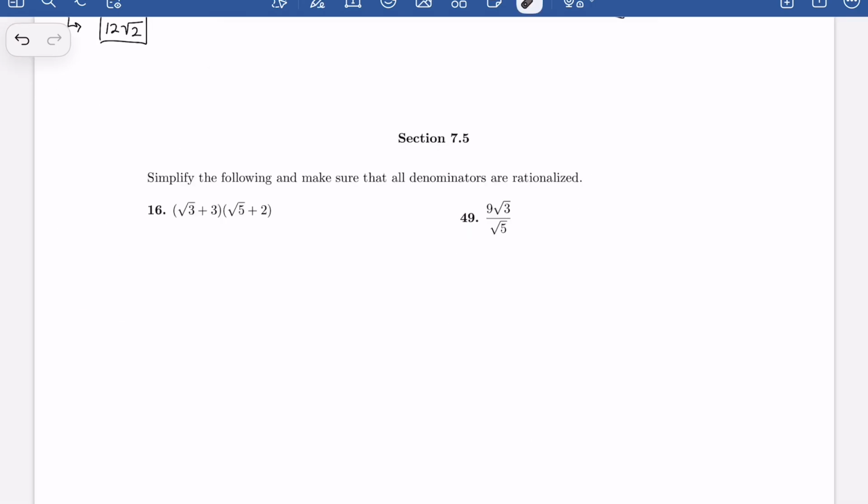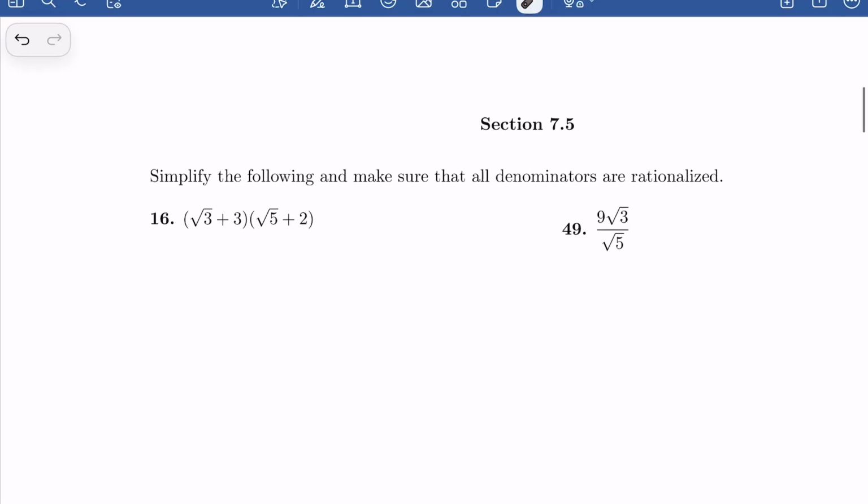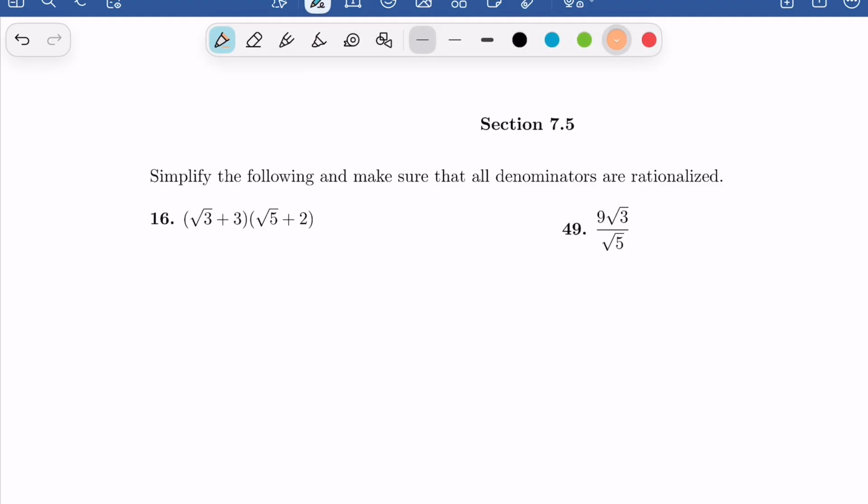Now, this brings us to section 7.5, where we're going to be looking at multiplying and dividing rational expressions. So let's look at this first one here. For 16, we're multiplying two radical expressions, and these are binomials. We have two terms, so we're going to go ahead and FOIL these. We know we need to multiply the first, the outer, the inner, and the last terms.